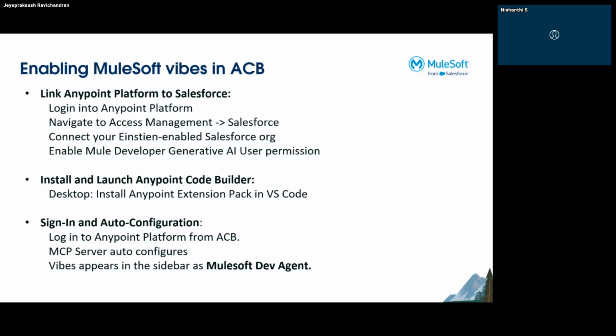Once the syncing up is done, install and launch your Anypoint Code Builder in VS Code. Then you can install the Anypoint extension pack in VS Code. Then you can log in to your Anypoint platform account in Anypoint Code Builder. Anypoint Code Builder itself auto configures the MCP server. By default, the MuleSoft MCP server gets auto configured. Then you can see the MuleSoft Dev Agent Vibes appears in the sidebar as MuleSoft Dev Agent.